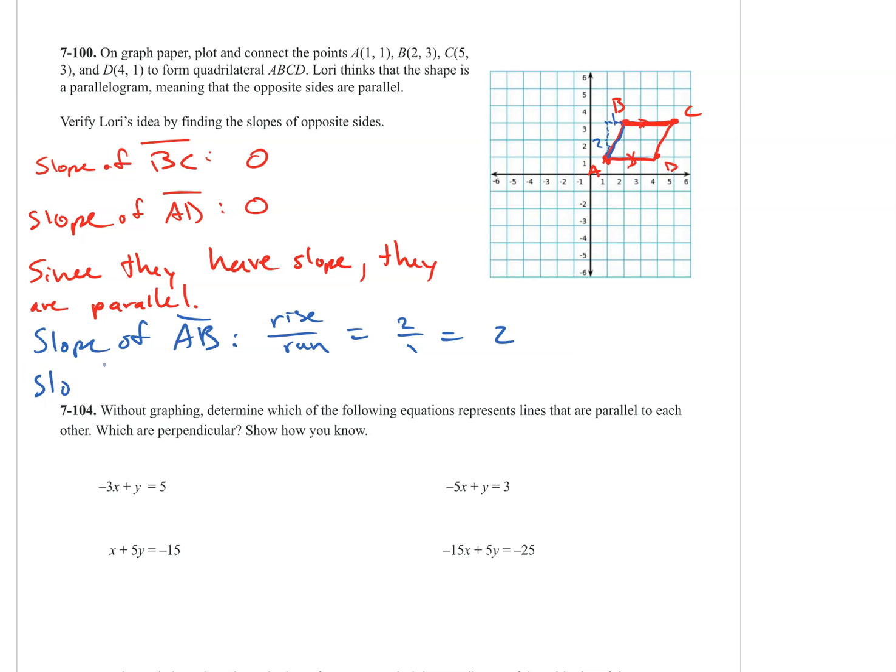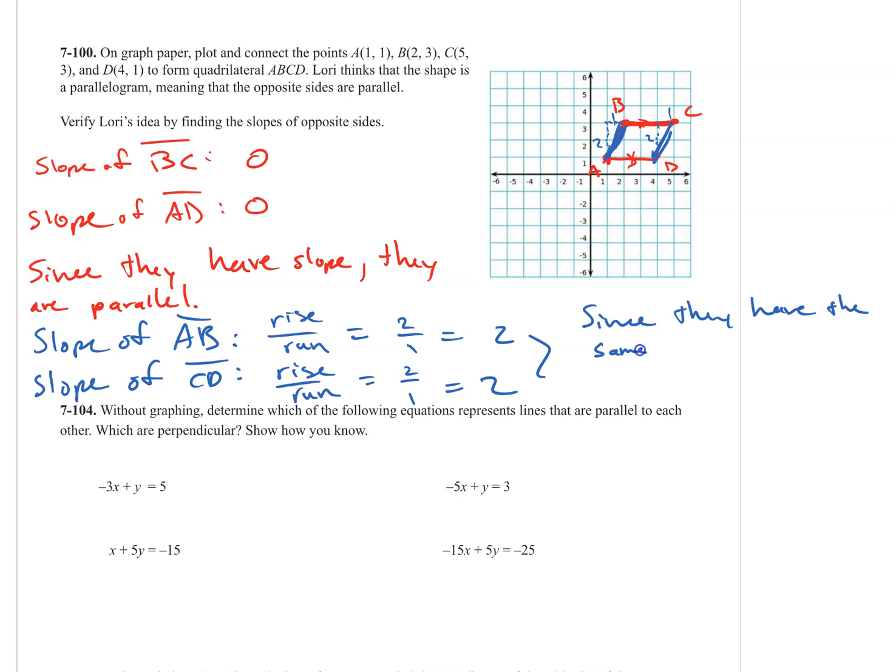Now let's check the slope of its opposite side, which is CD. These are called opposite sides because they're across from each other. Also rise over run. So from D, I have to go up 2 and over 1. So the slope is also 2 over 1. It's 2. Since they have the same slope, they are parallel.